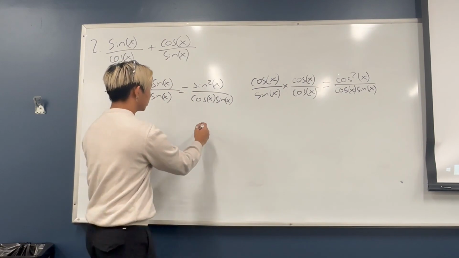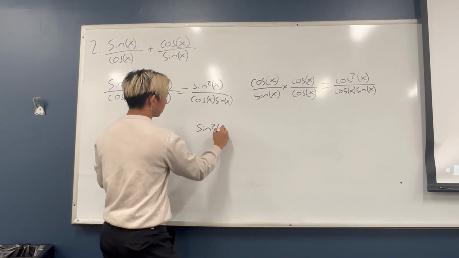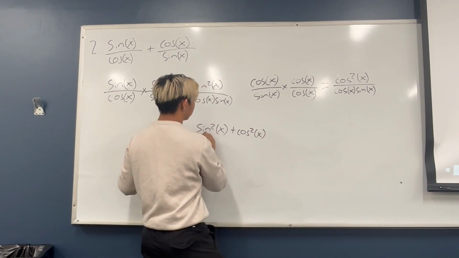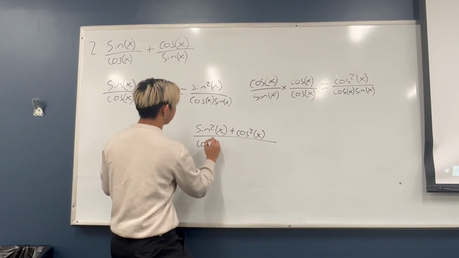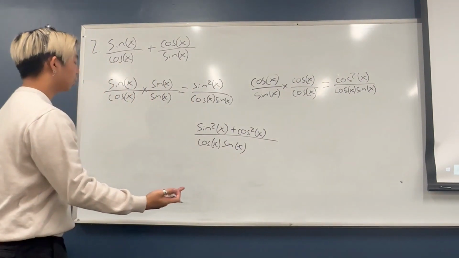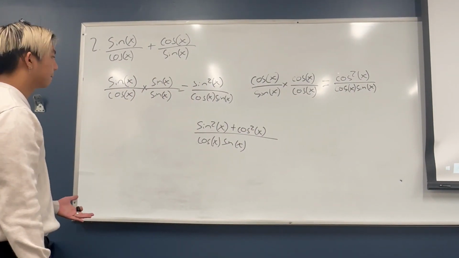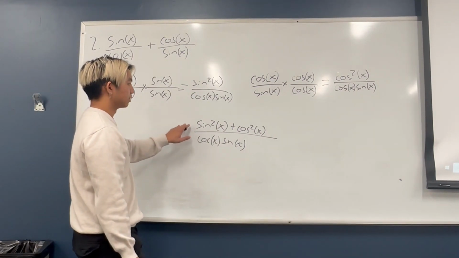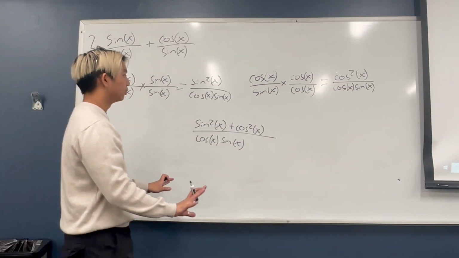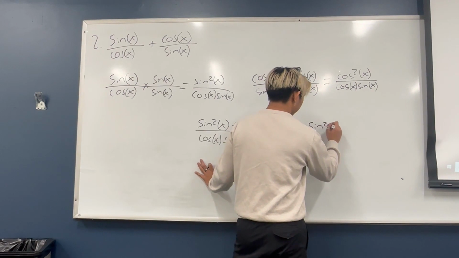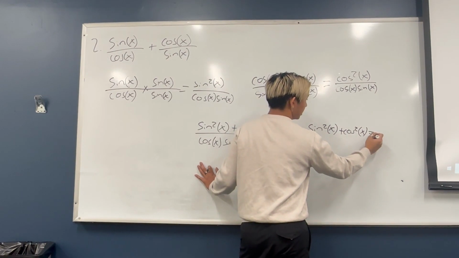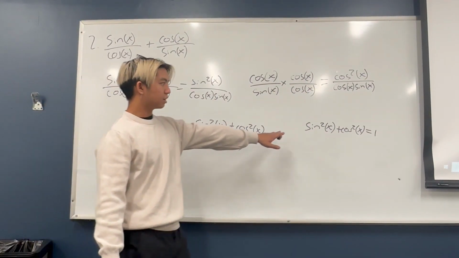So now I'm going to combine these two into one fraction. On the top we have sine squared of x plus cosine squared of x, all over cosine of x sine of x. Cool. So now what? What does that look similar to? Sine squared x plus cosine squared of x. If we remember our trig identities, the most important one we have is sine squared of x plus cosine squared of x equal to 1. Does that look familiar?